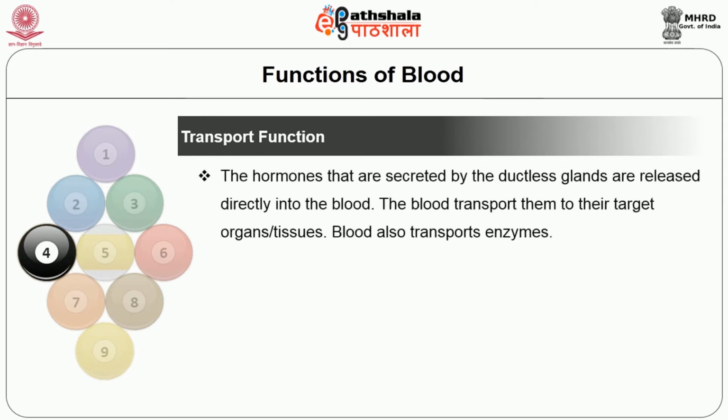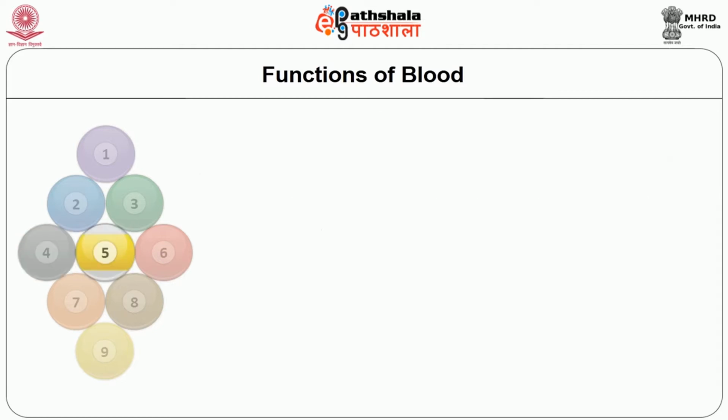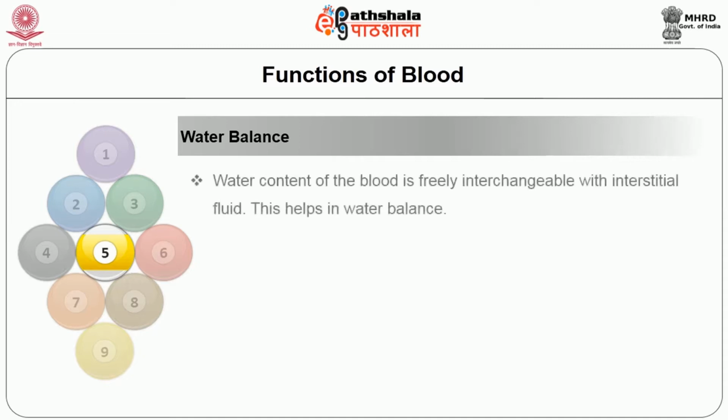The hormones that are secreted by the ductless glands are released directly into the blood, and the blood transports them to the target organs or the tissues. Blood also transports various enzymes. The next function carried out by the blood is water balance. The water content of the blood is freely interchangeable with the interstitial fluid. This helps in the maintenance of water balance.